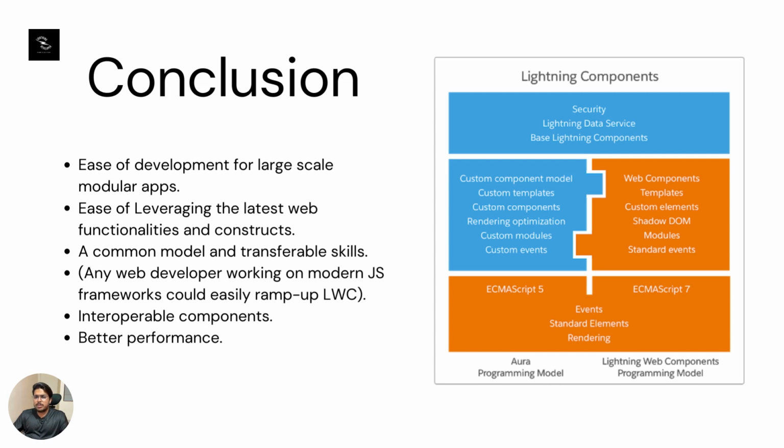So what does this mean? It is built on the newer JavaScript, which is named ECMAScript 7, so we can use the new features provided by that JavaScript. We have already discussed this is a common model with transferable skills. What does this mean? People who already come from a developer background can easily understand and create Lightning Web Components. They are interoperable components, so they work with any other framework like Angular, React, Aura. And it gives better performance because it is a lightweight component.